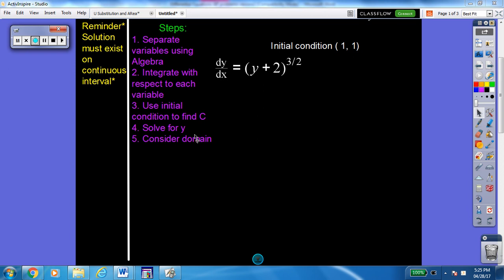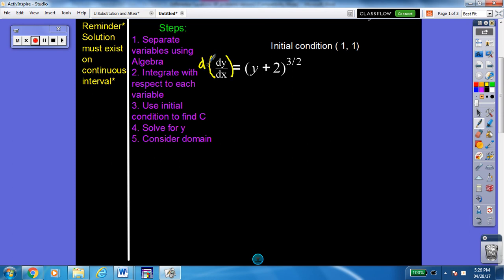Okay, welcome back. So this is going to be the second example of separable differential equations. And this one's interesting because it has dy/dx equals an expression that does not contain x. So how are we going to deal with that? Well, the first step is to move dx to the other side, always.